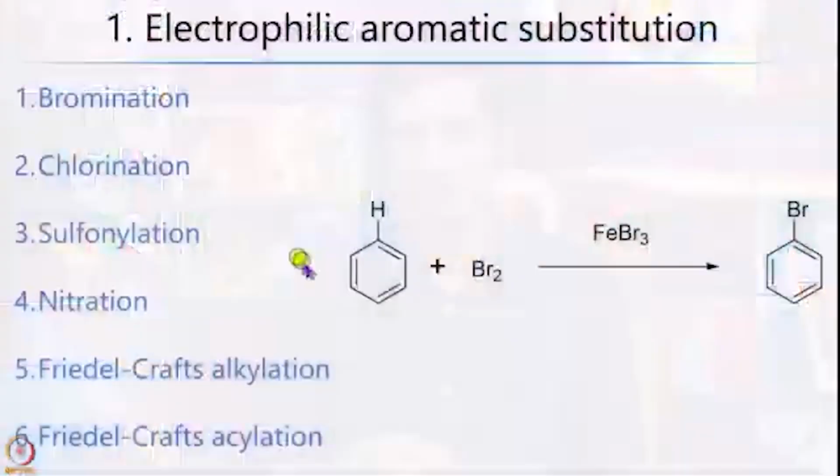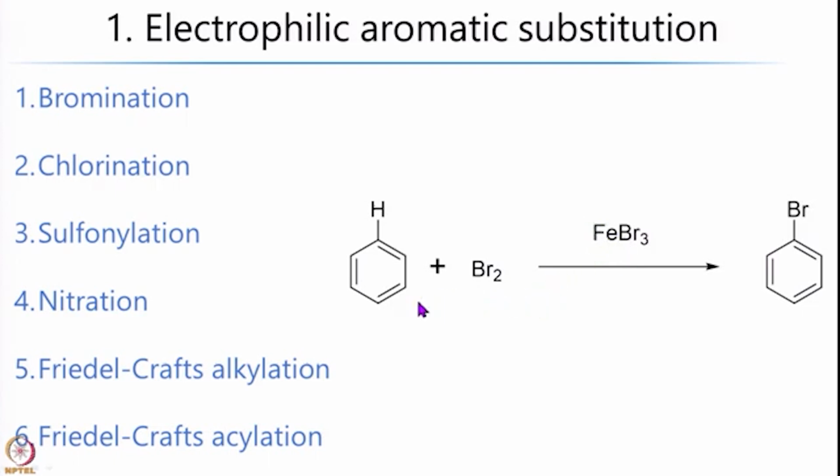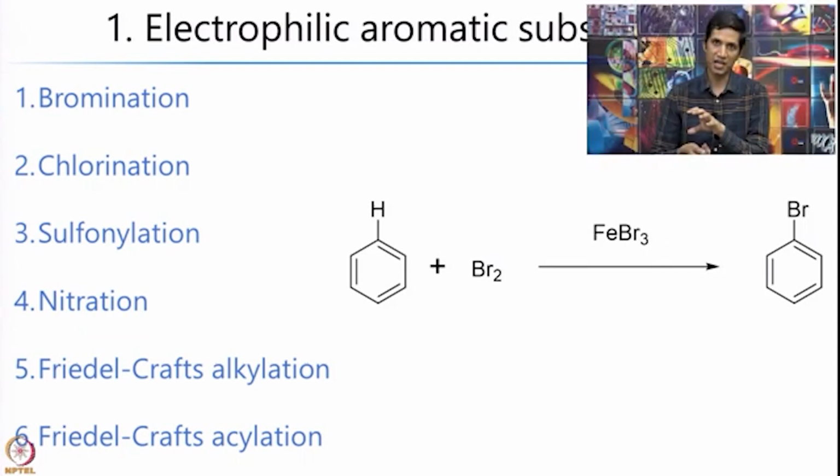So for example, here I have shown you the bromination of benzene with bromine as well as FeBr3, which is a Lewis acid, and this leads to the formation of bromobenzene. So I hope you see that this C-H bond is now being replaced by a C-Br bond. So that is the substitution we are currently interested in, that is, a hydrogen on the benzene or any aromatic system is being replaced by, in this case, bromine or any other kind of electrophile, right.